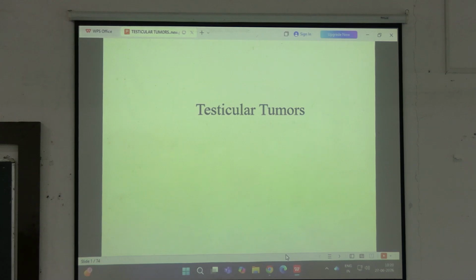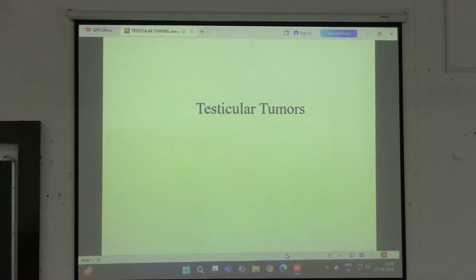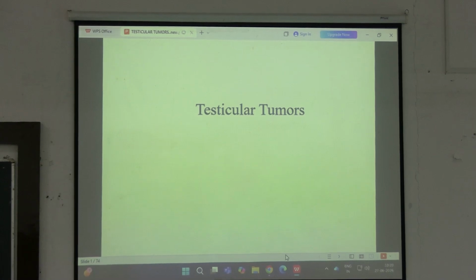Which gender? Males, right? Okay, then. In the scrotum. What is present around the testis? Where do the sperms mature? It is formed where? It is formed in the testis and then it goes to the epididymis and then it matures there, then it goes to the vas, right?